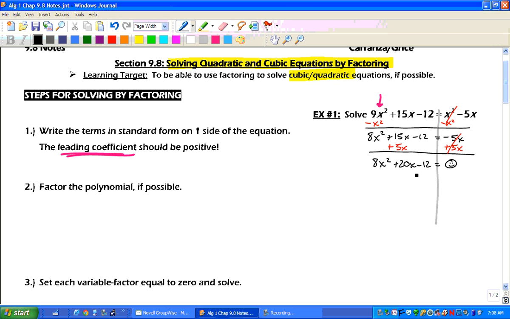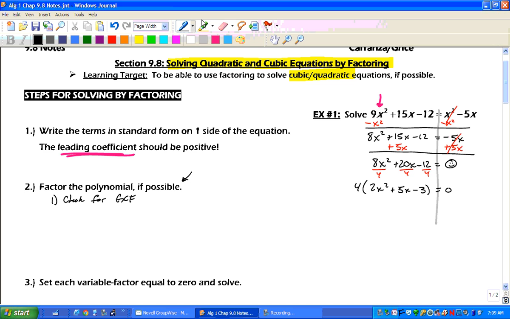Because now that we have 0, we can factor the polynomial. So, when we factor the polynomial, that's when we're just looking at this right here. And the first thing we always check is check for a GCF. And this one does have a GCF. We can divide everything by a 4. So the 4 comes out front. You're left with 2x squared plus 5x minus 3 equals 0.